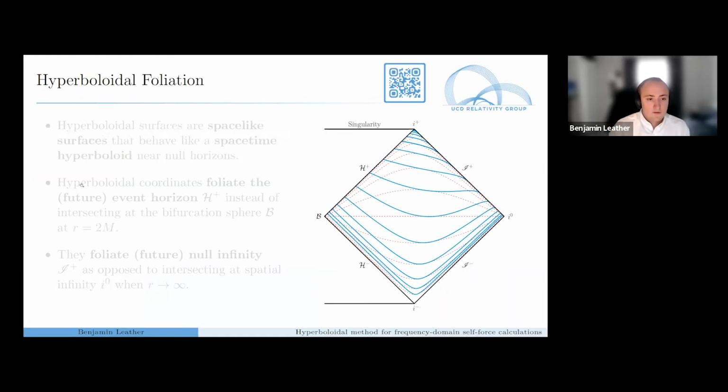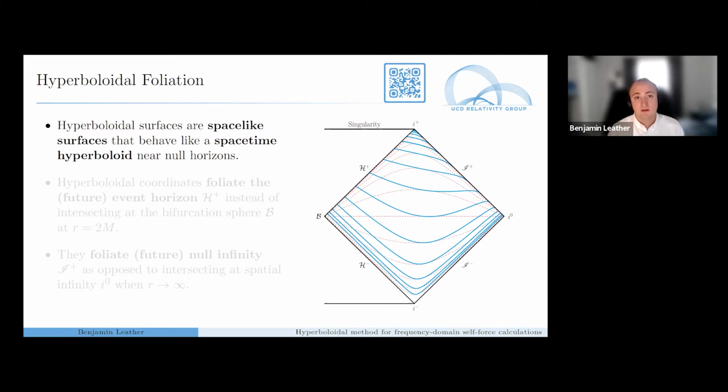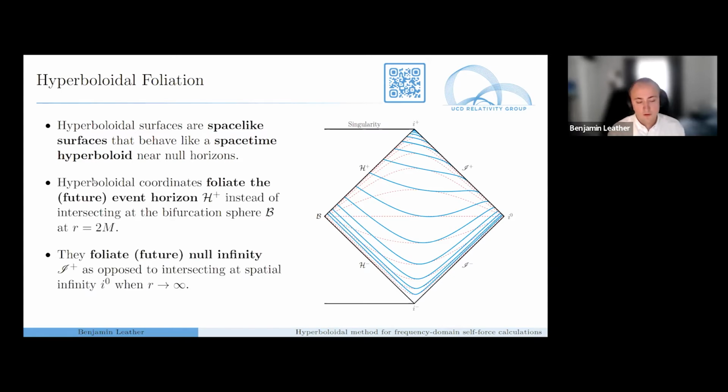So for the uninitiated, hyperboloidal surfaces are space-like surfaces that behave like a space-time hyperboloid near null horizons. Unlike normal time coordinates, hyperboloidal coordinates foliate the future event horizon instead of intersecting at the bifurcation sphere, and they foliate future null infinity as opposed to intersecting at spatial infinity. So you can see this in the Carter-Penrose diagram on the right here. Thin red dashed lines depict the standard Schwarzschild exterior time surfaces, while the thick blue lines depict hyperboloidal time surfaces.